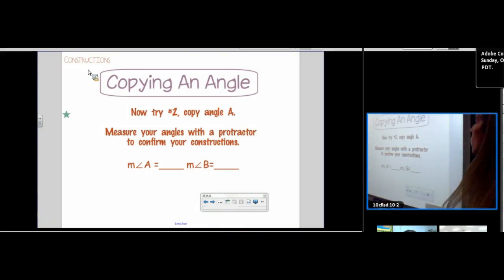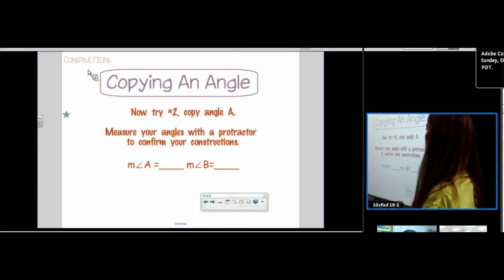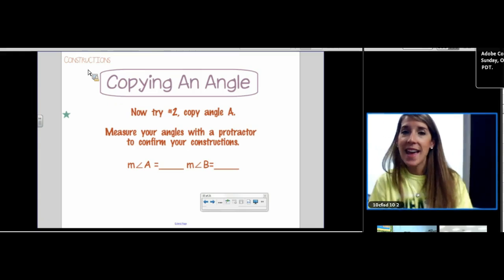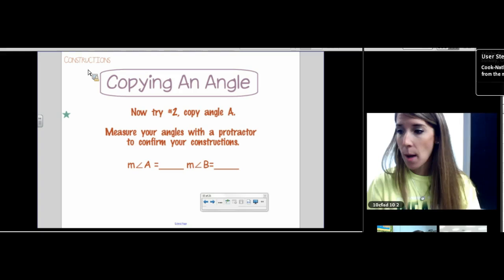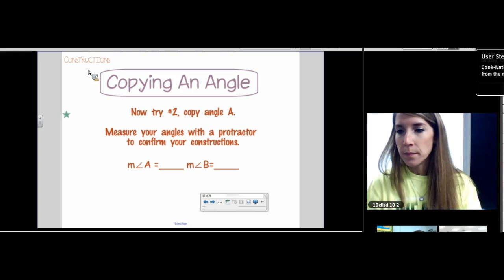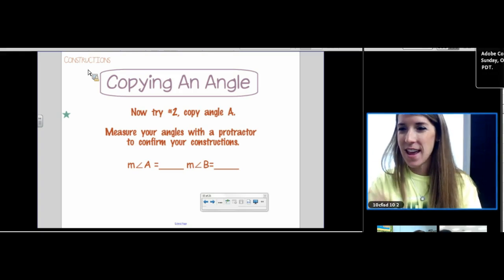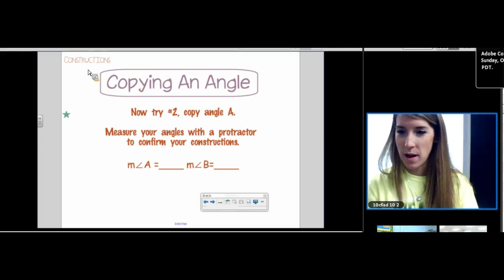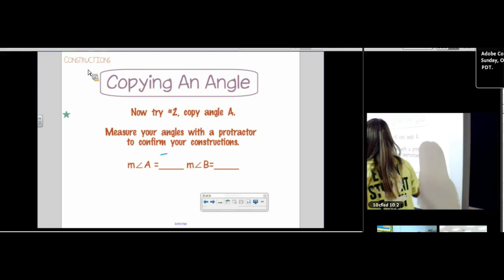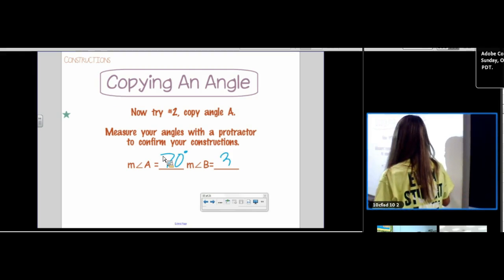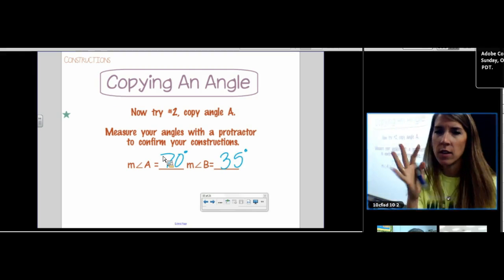So you're trying number 1, and now you're trying number 2. When you copy the angle, I want you to measure those angles and make sure that you copy them correctly. And we're going to write the measure of the angles in there to make sure you know how to measure as well. For angle A, are you getting about 70? And angle B about 35?